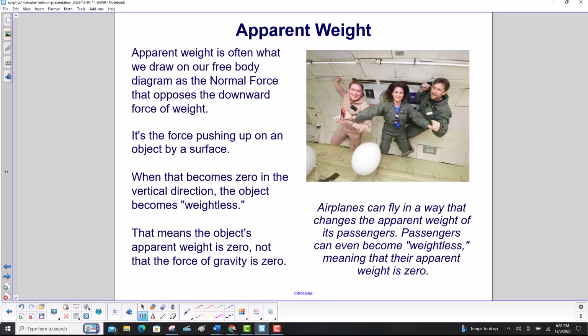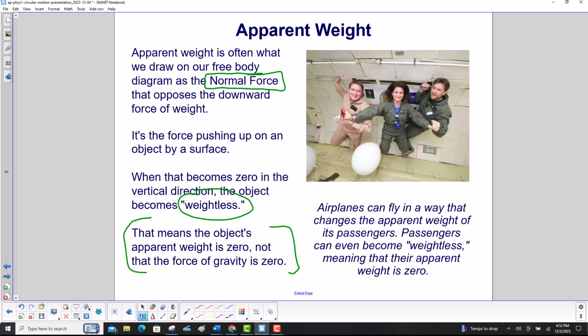Apparent weight is often what we draw on our free body diagram as the normal force. It opposes the downward force of weight. It's the force pushing up on an object by a surface. When that becomes zero in the vertical direction, the object becomes weightless, and I put that in quotes because you still have gravity pulling down on you. That means the object's apparent weight is zero, not that the force of gravity is zero. Gravity does not go away.